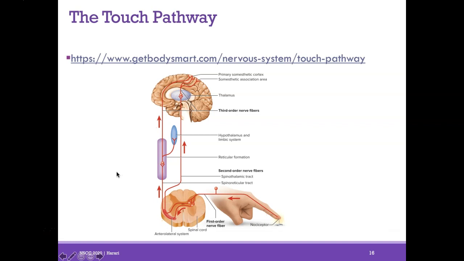Well, you can't see that here, so I'm going to pause for one second and pull up this link. This is a really good link that talks about the pathway involved for the perception of touch, how you know that you're touching something. And that's illustrated in this diagram from the book in terms of a nociceptor touching a tack. So I'm going to pause here.